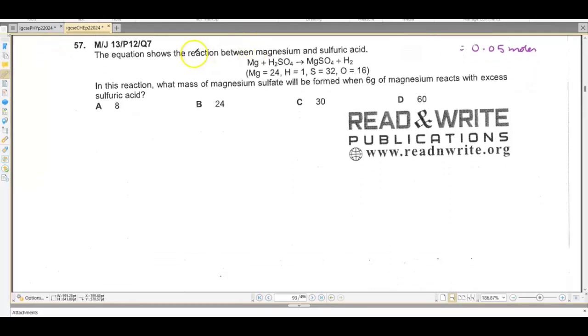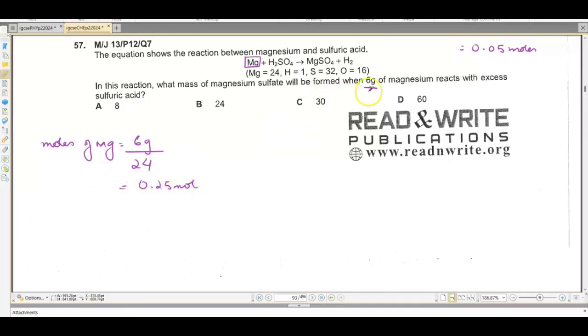Question number 57. The equation shows the reaction between magnesium and sulfuric acid. In this reaction, what mass of magnesium sulfate will be formed when 6 grams of magnesium reacts with excess of sulfuric acid? So we've been told that magnesium is the limiting reactant and H2SO4 is in excess. So what we need to do is we have the mass of magnesium, so we are going to find the moles of magnesium with this. 6 grams, and Mr for magnesium is 24. So 6 over 24 is going to give us 0.25 moles.